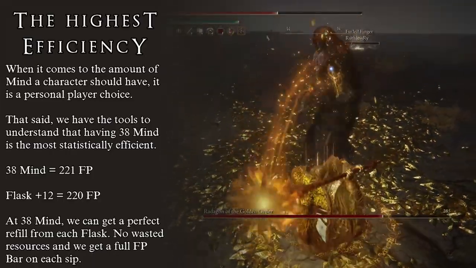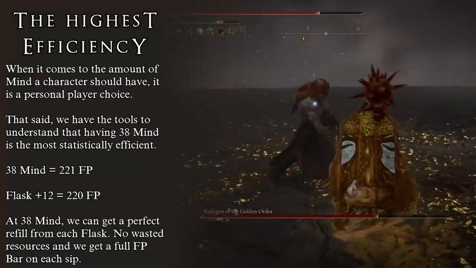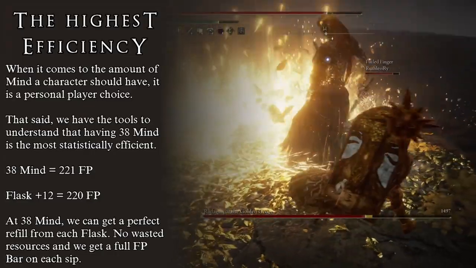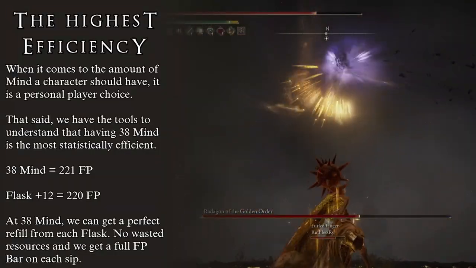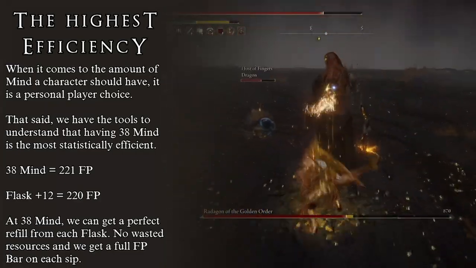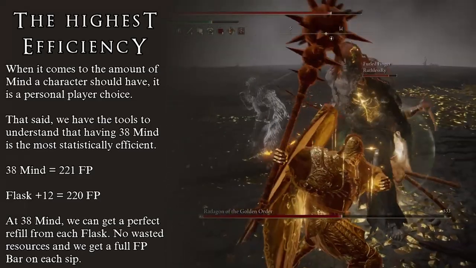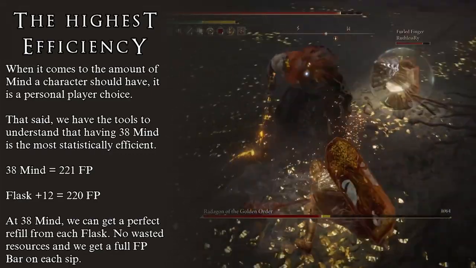The answer, of course, is that it depends. And it depends on you and what you are looking for. For example, there are those players that want as much FP as possible because spellcasting is their main form of offense. These players even prefer to put more points into mind than they do vigor. They end up with a lot of FP, but a very low amount of health.